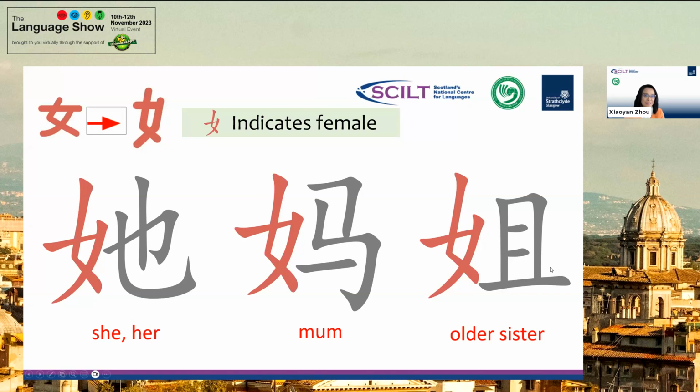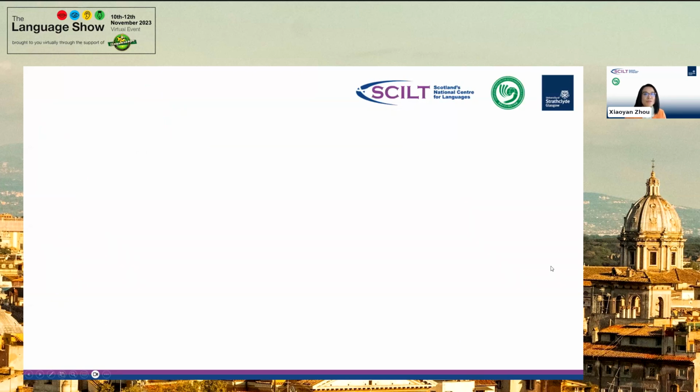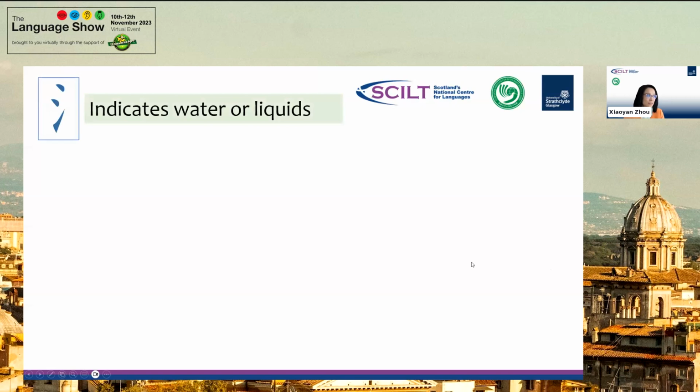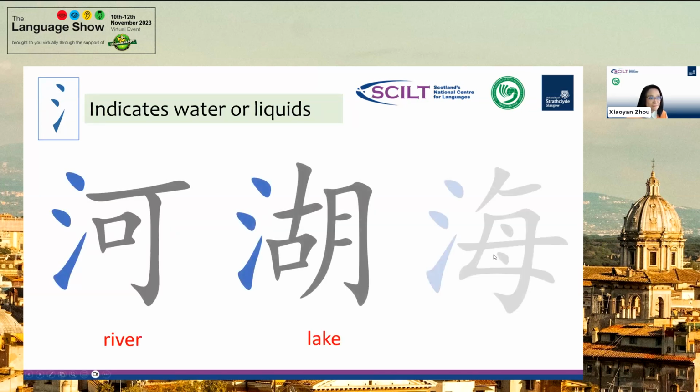Okay, got the ideas. Let's move on to the next radical, which is the water radical. The three dots indicate water or liquids. I'm going to show you characters again. These characters have three dots on the left. The three short strokes are the reduced form of water, and indicate that each character has some meaning related to water. The first one is river.